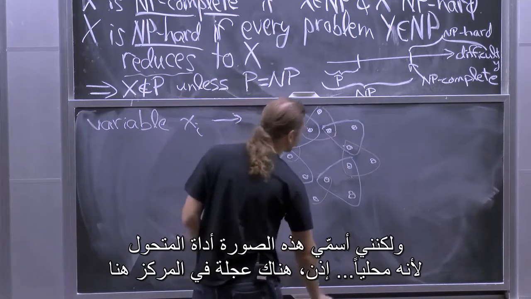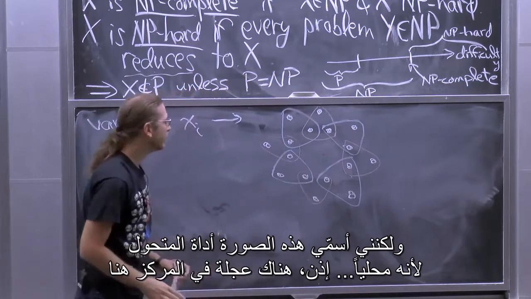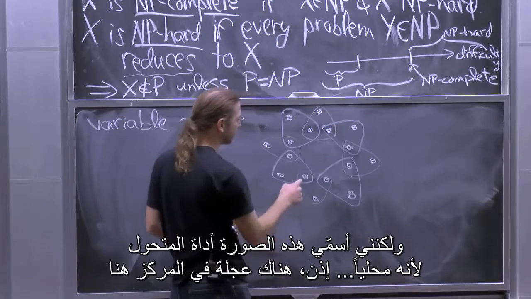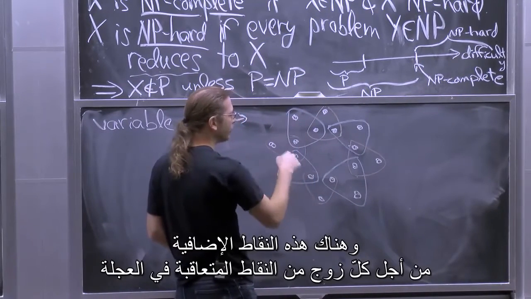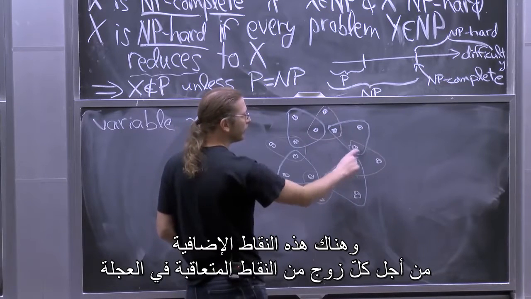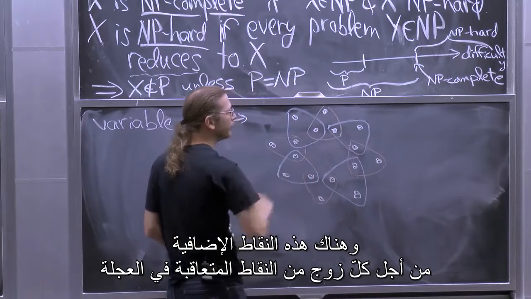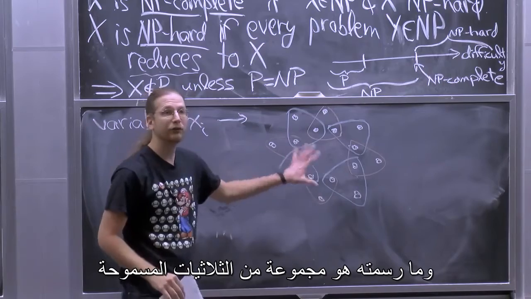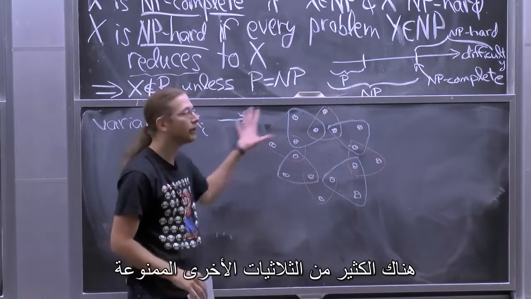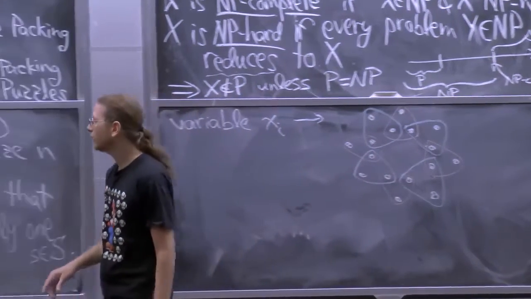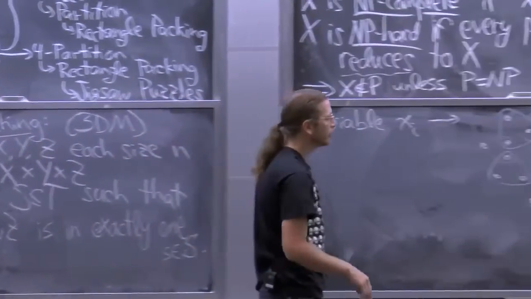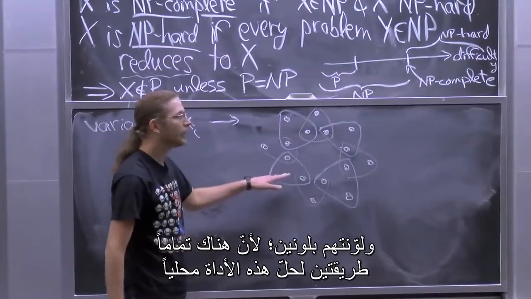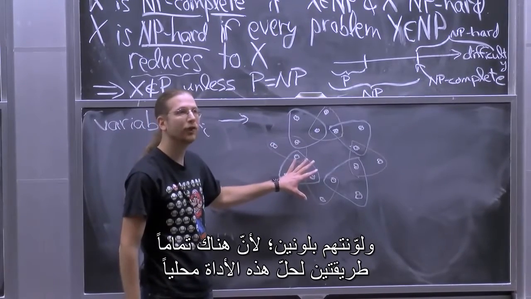But I call this thing a variable gadget because locally, there's basically a wheel in the center here, and then there are these extra dots for every consecutive pair of dots in the wheel. Okay, and what I've drawn is the set of triples that are allowed. There are tons of other triples which are forbidden. The triples that are in T are the ones that I draw as little triangles. Okay, and I two-color them because there are exactly two ways to solve this gadget locally.